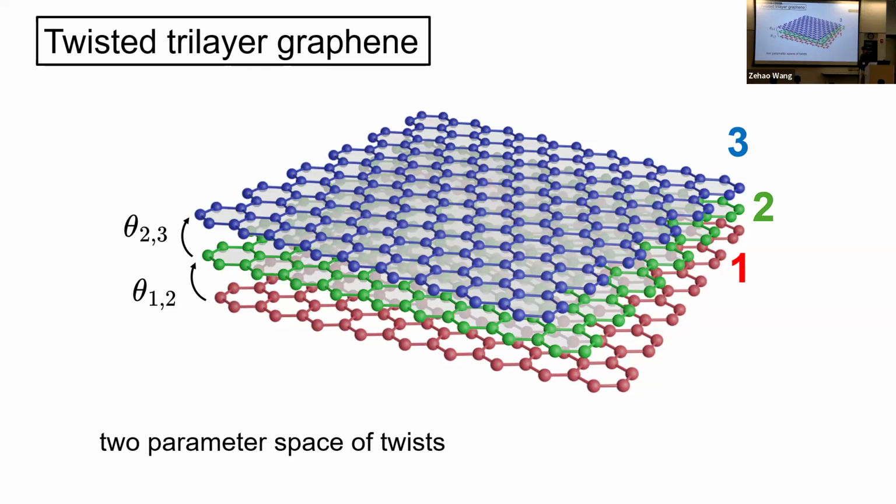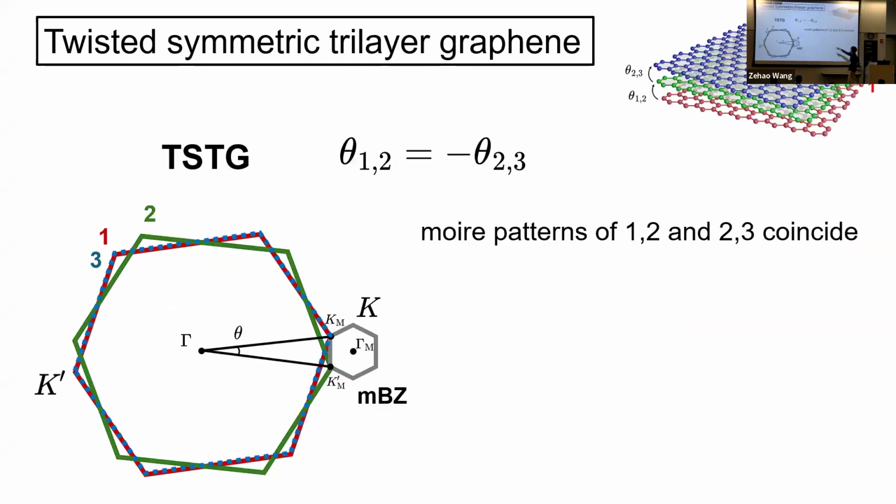So probably the simplest case is if you consider what we call twisted symmetric trilayer graphene, which is where theta 1,2 is the opposite of theta 2,3. So basically you take one layer, you twist the second layer, and then you untwist the third layer. So actually layers 1 and 3 are aligned. And what you realize is that you can sort of play the same game as we did for TBG.